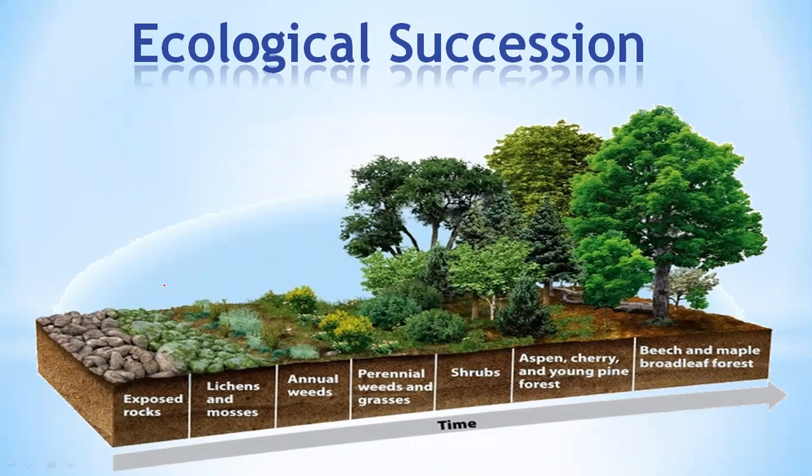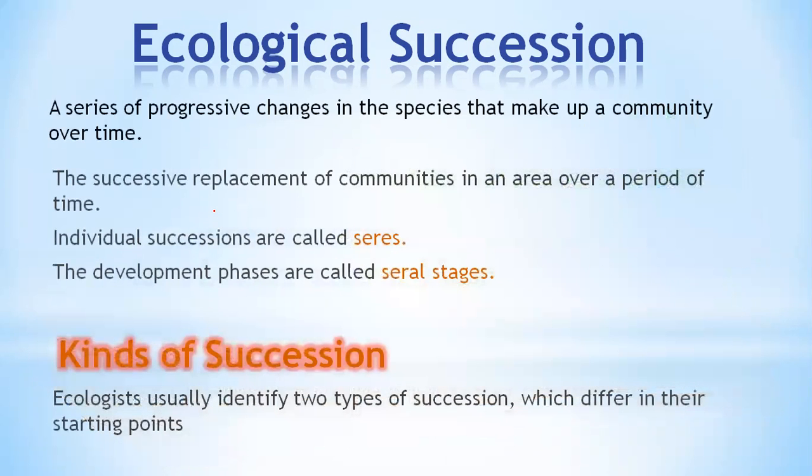Ecological succession, you can see succession means growth or development. Like in an ecosystem, communities grow from the bare land towards its progressive stage. So it is a stage of progressive changes in the species that make up a community over time. It takes thousands and millions of years to complete the ecological succession process. So we can say it is the successive replacement of communities in an area over a period of time.